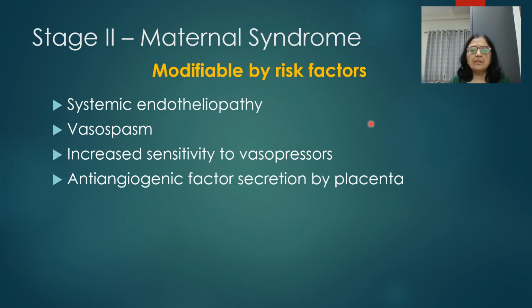Stage 2 of this theory is maternal syndrome. It is modifiable by risk factors. That is why the phenotypic expression will differ from patient to patient. Now, these are the 4 components of the maternal syndrome, which are all related to vessels. So remember that basically hypertension in pregnancy is a vasculopathy, which is affecting all the vessels in the body.